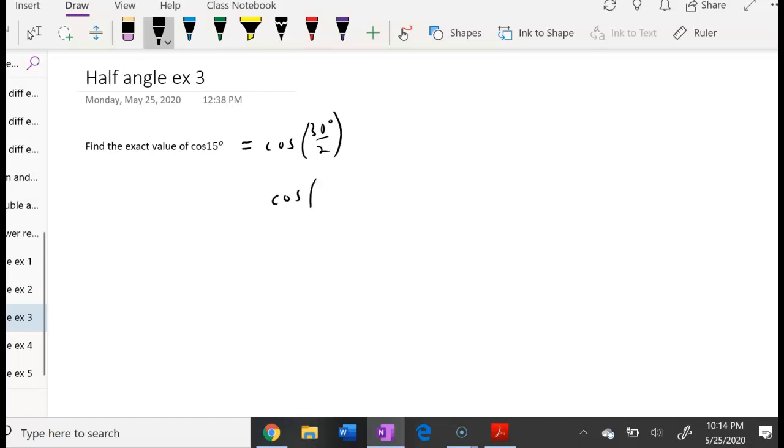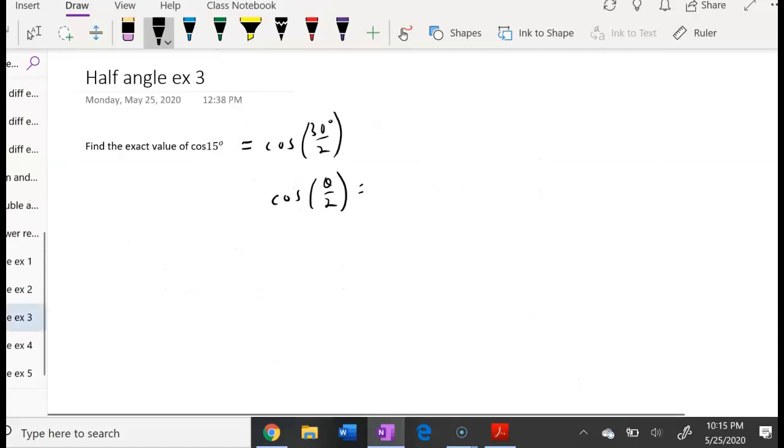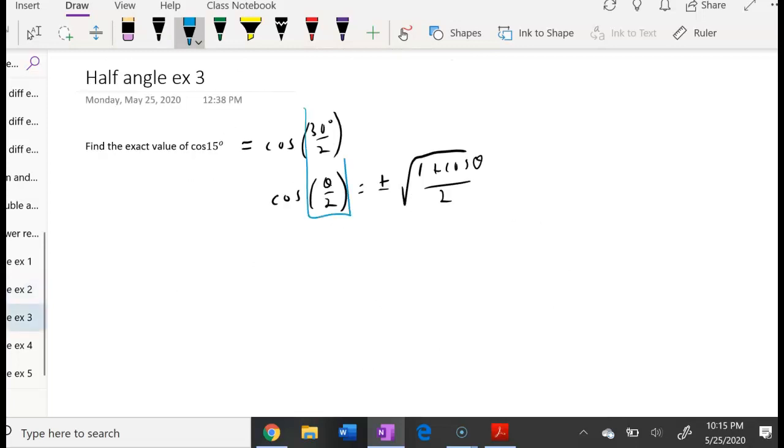So the cosine of theta over 2, let's just look at our half angle formulas. The cosine of an angle over 2 is plus or minus the square root of 1 plus cosine of theta over 2. So we're going to write that down right here. Looking at what we have, you can tell theta has to be 30 degrees.